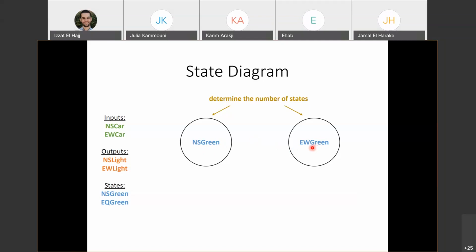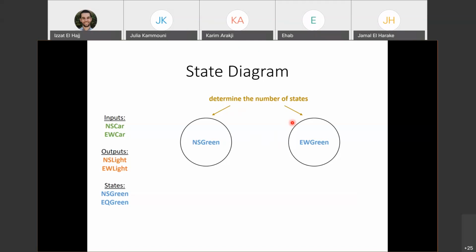Okay, so the first step is going to be to determine how many states we have. In our case, we have 2. The number of states could be arbitrarily large. We could have many states, but for simplicity in today's lecture, I'm just going to have 2 states in our state machine.